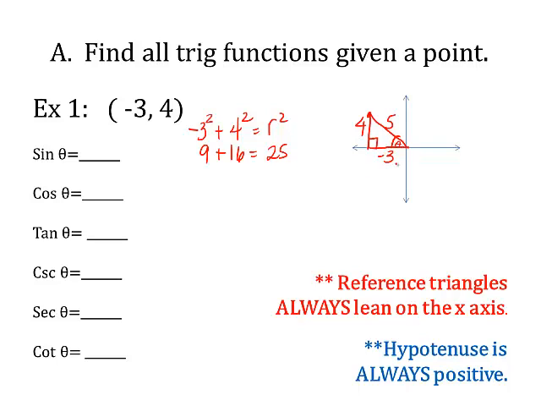Angle theta always comes from the origin. To find my sine, remember sine is opposite over hypotenuse, so my opposite is 4, hypotenuse is 5. Cosine is adjacent over hypotenuse. Opposite over adjacent is my tangent, so 4 over -3. Cosecant is the reciprocal of sine, so I simply flip it over. Secant is the reciprocal of cosine, so it's -5 over 3. Reciprocal of tangent is cotangent, so it's -3 over 4. And now I found my 6 ratios from a given point on the circle.